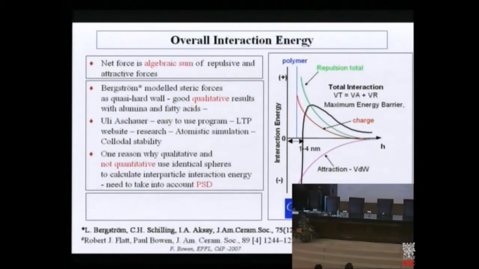One of the reasons why this work wasn't quantitative was because we don't take into account the particle size distribution. This is something I've been working on with Robert Flatt for a couple of years, and we've created at least a yield stress model for gels. If you have an attractive network, we've worked on taking into account the particle size distribution using an analytical model where we can predict the yield stress necessary to move.